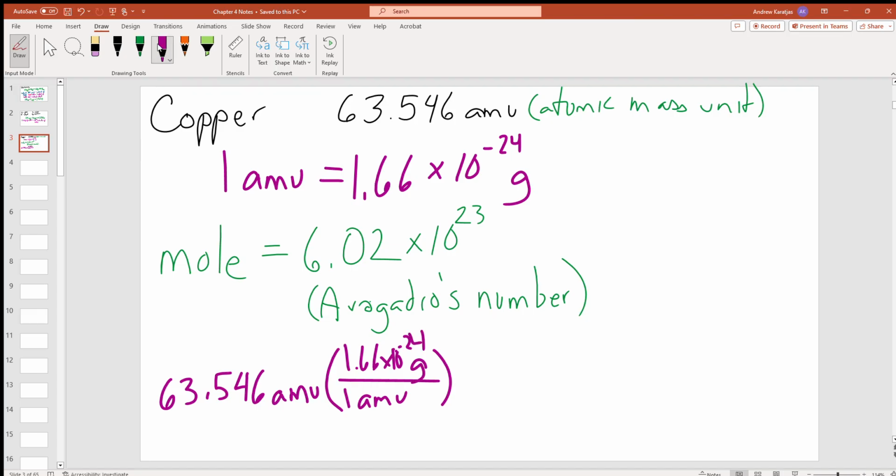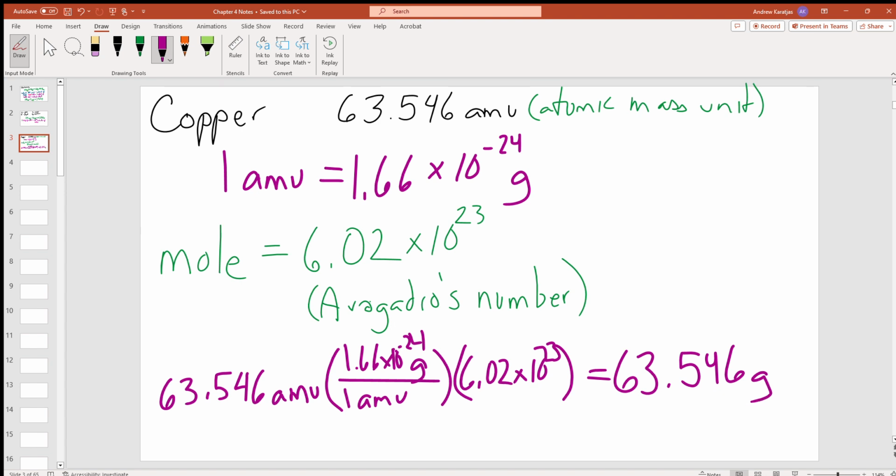And if we run that calculation, we now know the mass of a single copper atom in grams. But I now want to have an entire mole of copper atoms, so 6.02 times 10 to the 23rd. And when we calculate that out, we find that it's 63.546 grams.